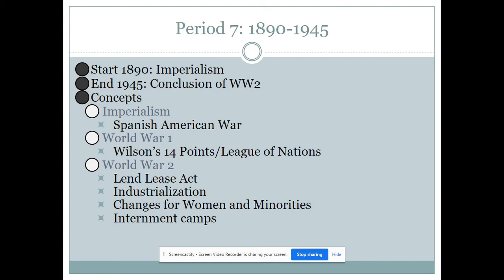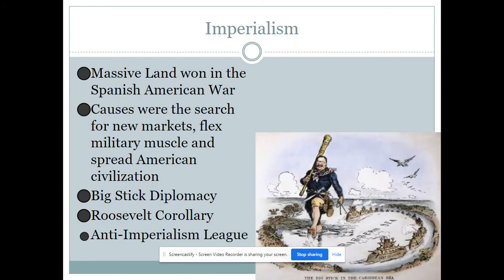So in World War One, we'll talk about Wilson's plan for peace, the 14 points, and the League of Nations that's created. In World War II, we'll talk about the Lend-Lease Act, cash and carry, industrialization, and then a lot of the domestic changes that occur for different minority groups, women, and also some of the restrictions placed on American citizens. So let's get into it.